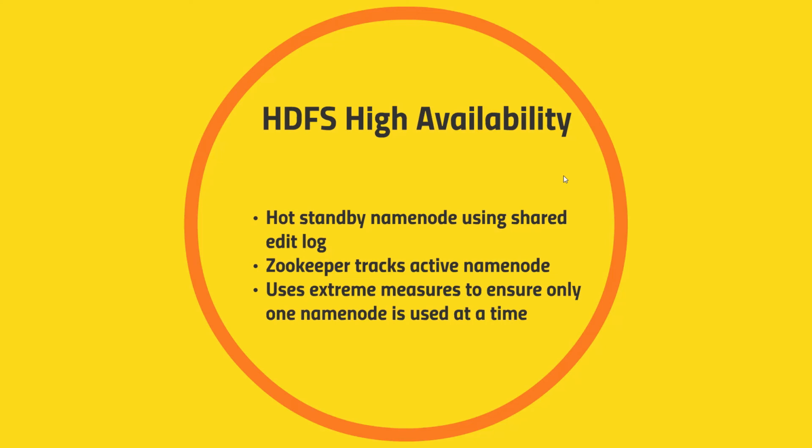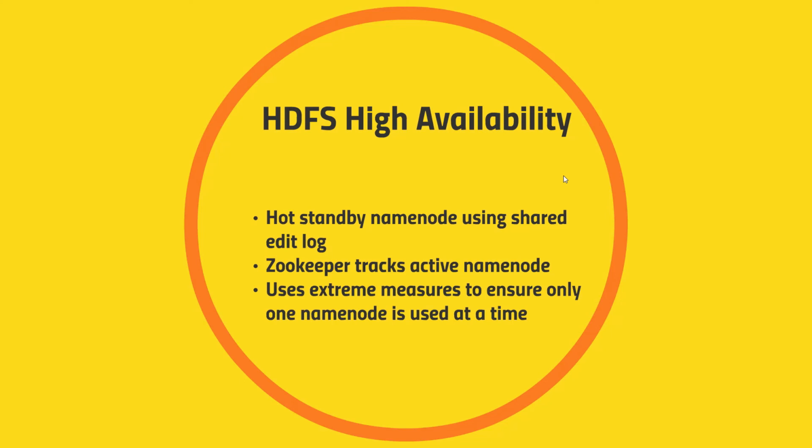And again, that can cause very bad things to happen because one name node might get a file write request and know about where that data is stored, and the other one might not. So if your read goes to a different name node, bad things will happen. So to protect against that, HDFS high availability actually goes to some extreme measures to make sure that only one name node is used at a time.